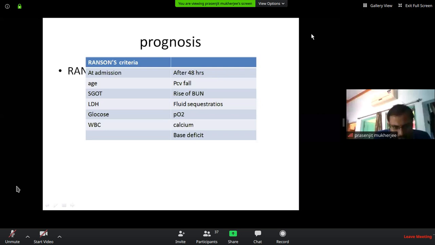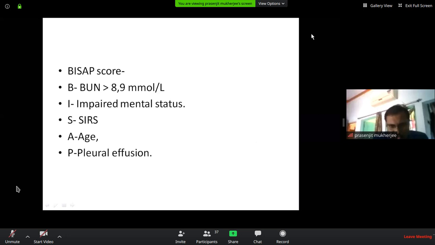There are other modern criteria like Apache 2 score, WHO score, Glasgow score. These are difficult to remember, but one modern score is very simple to remember, and we widely follow this: the BICEP scoring system. Try to follow this BICEP scoring system. This is very important and very easy to remember. B stands for blood urea nitrogen. If it is more than 8.9 or 9 millimole per liter, it is considered as positive.